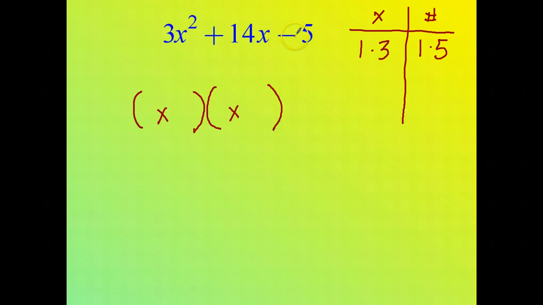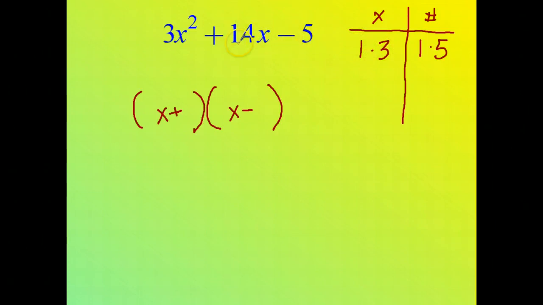Now, this is going to be a negative, so one of these has to be negative and one has to be positive. I've got to find some way for this to add up to positive 14. Like I said, you just have to play around with it a little bit, plug some numbers in, and see if they work or not. But let's be smart about this.